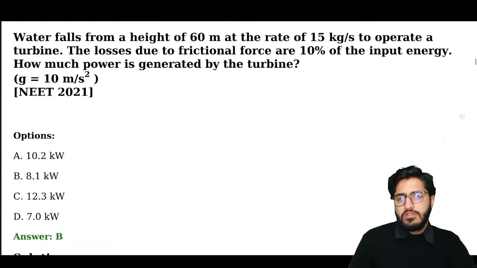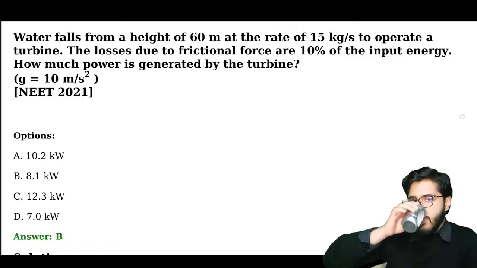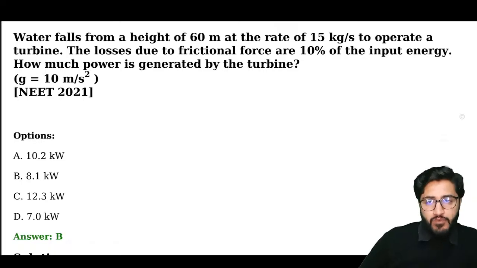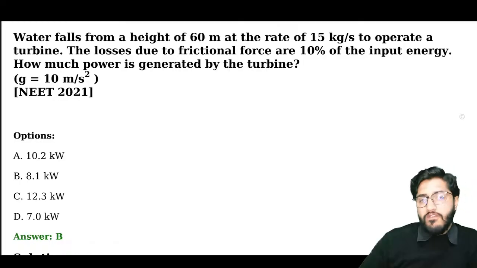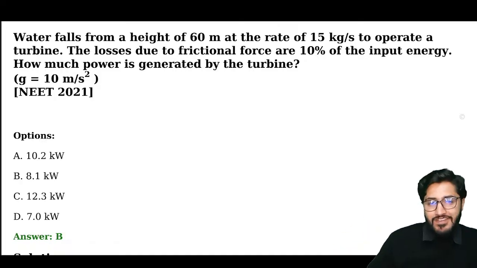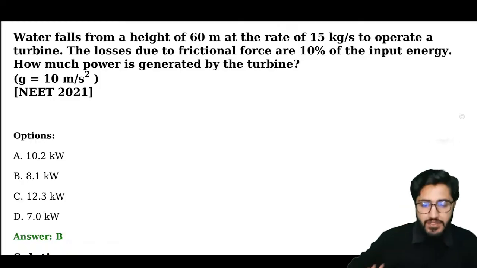Okay. Next question. Water falls from a height of 60 meters at a rate of 15 kilogram per second. So water is falling from a particular height of 60 meters at a rate of 15 kilogram per second to operate a turbine. The losses due to frictional force are 10%. That means 90% of the energy is getting converted in generating the power in the turbine. Only 90%, because 10% is getting wasted. So how can we get it?